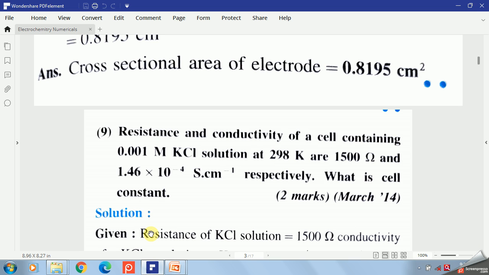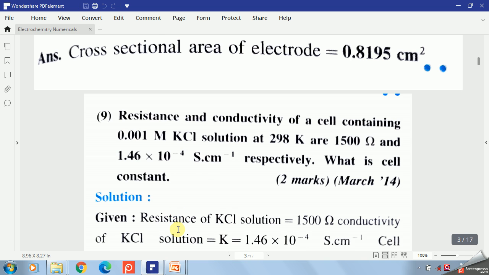Resistance and conductivity of a cell containing 0.01 molar KCl solution at 298 Kelvin are 1500 ohm and 1.46 into 10 raised to minus 4 Siemens centimeter inverse respectively. What is the cell constant? It is similar to the previous numerical. So resistance is given 1500 ohm and conductivity is 1.46 into 10 raised to minus 4 Siemens centimeter inverse. And you have to calculate cell constant, that is equal to B, which is equal to L by A.